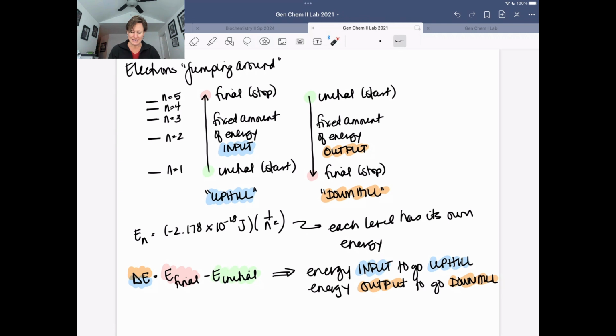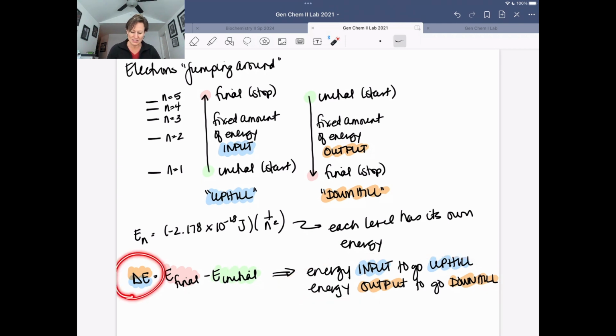And anytime we see delta, delta means a change or a difference between. And we always want to be thinking about final minus initial. So our ending state minus our initial state. Okay, and if our ending state is higher in energy, larger number minus smaller number means we're going to have to put the difference of that energy in. However, on the other side, if we are jumping down, then whatever energy we get is going to be output. So again, energy input is going to allow us to go uphill. Energy output is going to allow us to go downhill.